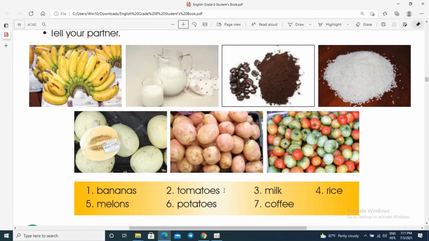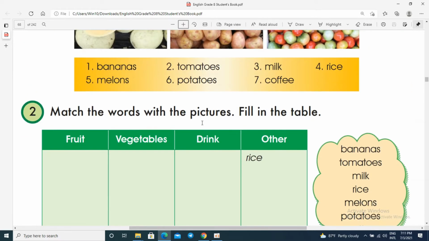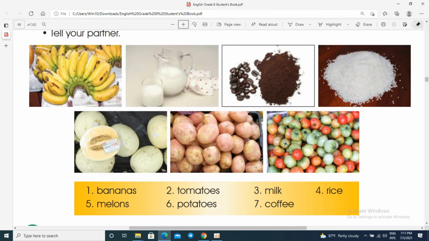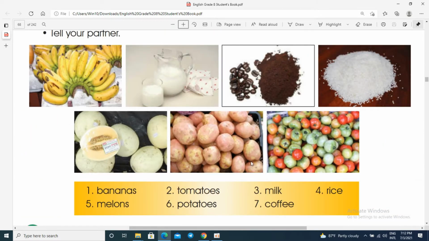So now I want you to read by yourself again. Okay. I'd like you to match the words with the pictures. Yeah, you match the words with the pictures, right? Can you see? So now, like here, the word bananas.